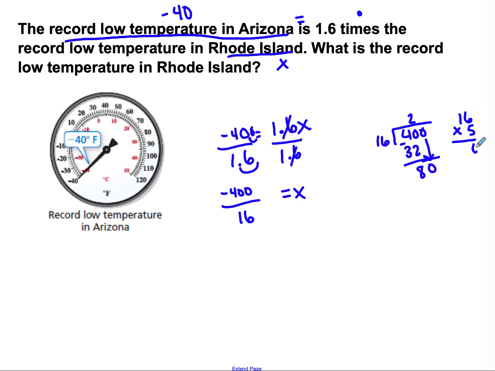6 times 5 is 30. 5 times 1 is 5 plus 3 is 8. Okay, so 5 works exactly. 5 times 16 is 80. 0 as a remainder. So I have 25. Different signs, so the answer is negative. Don't forget to go back and check your original problem for those signs. And then I need a label. Looks like my label on this one is going to be degrees Fahrenheit.